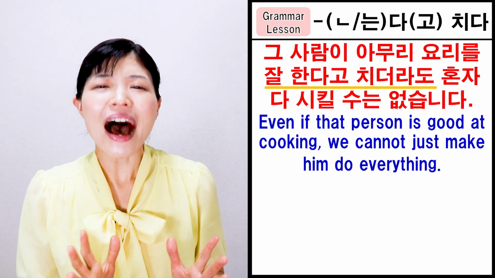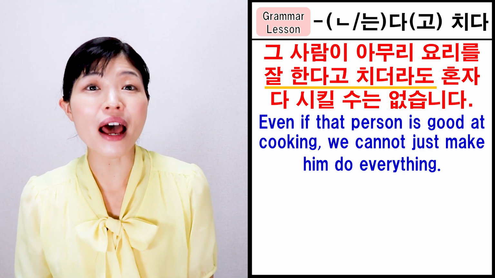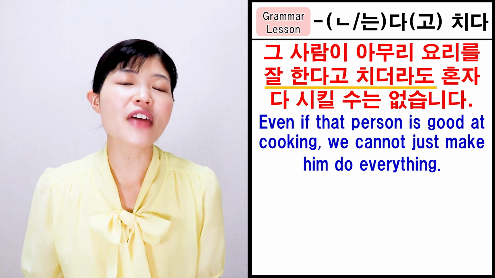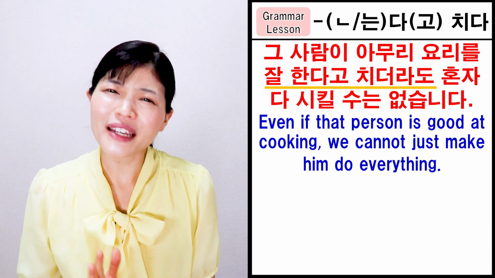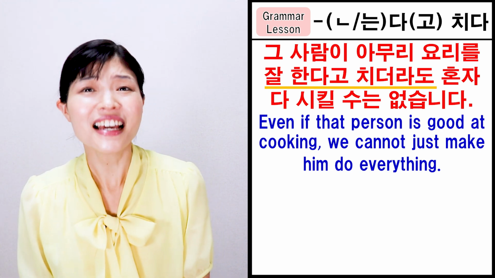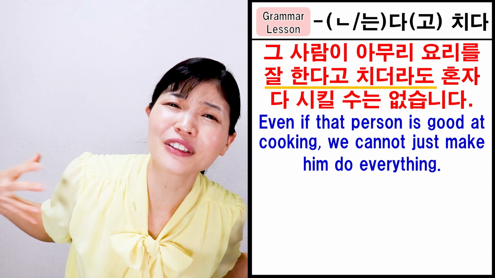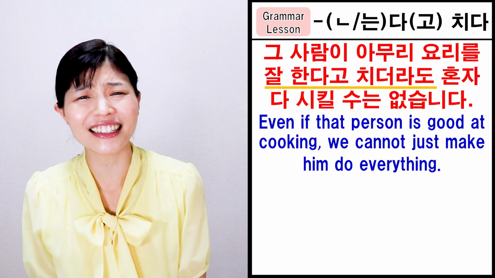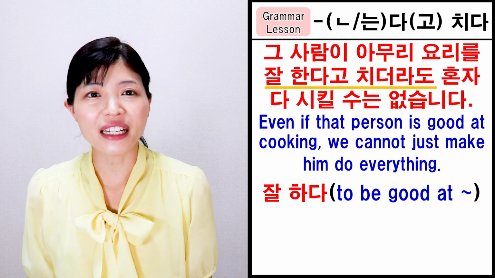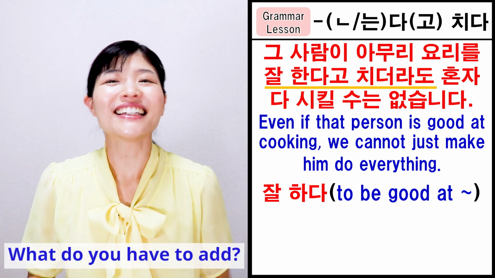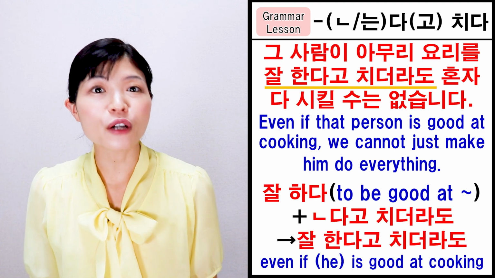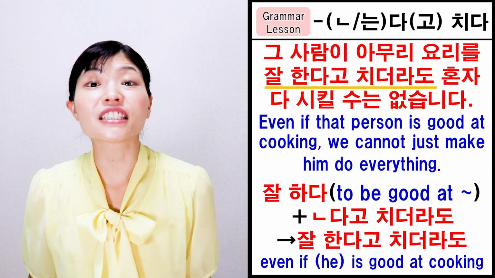그 사람이 아무리 요리를 잘한다고 치더라도 혼자 다 시킬 수는 없습니다. Even if that person is good at cooking, we cannot just make him do everything. Yes, that's right. Giving all the burden to one person is not appropriate, isn't it? Here, 잘하다, to be good at, is a verb that does not have a final consonant. So what do you have to add? Yes, you add ㄴ다고 치더라도 to make 잘한다고 치더라도, even if he is good at cooking.